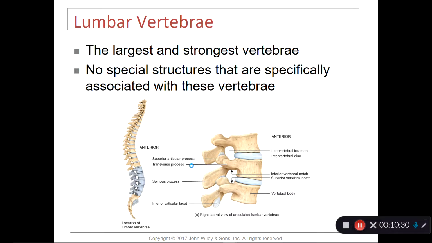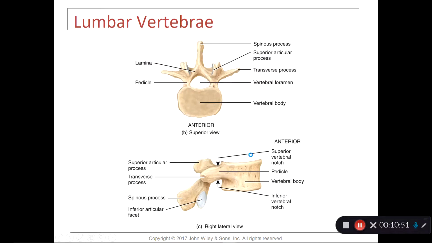Let's go down to the lumbar region. Obviously, these are the largest and strongest vertebrae of the entire body. They're also the ones that are most likely to get broken. So there is that. You will notice that again, it does have that vertebral space, so there's your spinal cord going in right here with the spinal nerves projecting out.